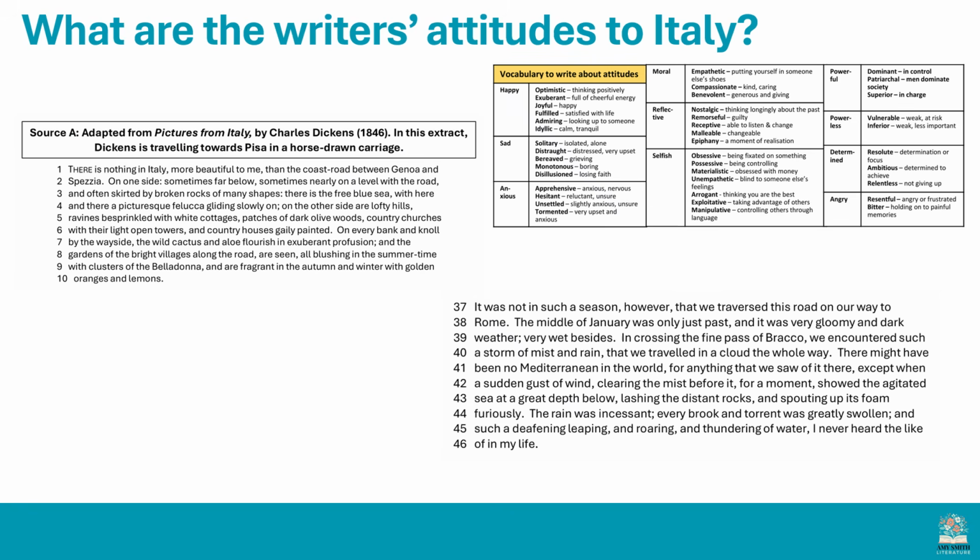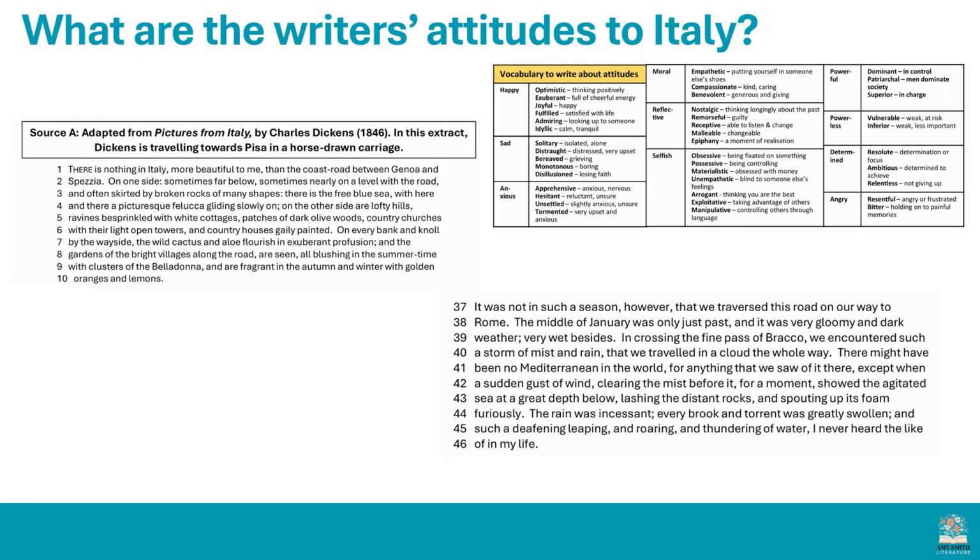So let's start with source A, which is by Dickens, and let's think about which words we could apply to this particular source. So in paragraph 1, Dickens says that there is nothing in Italy more beautiful to me than the coast road between Genoa and Spezia. So that first sentence is really positive. So I'm going to look at the positive sections of my vocabulary list.